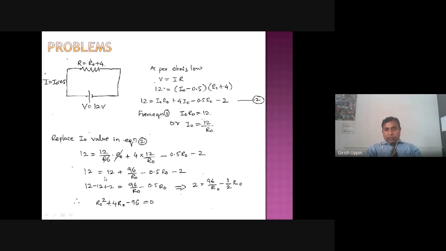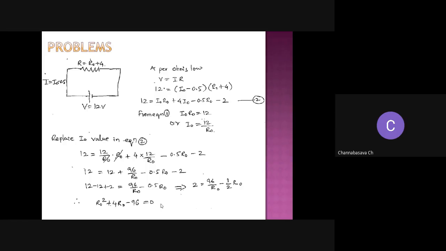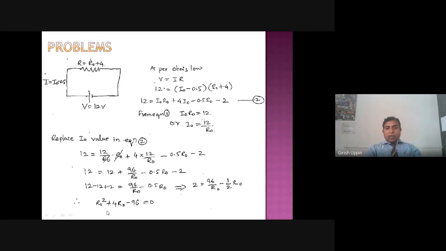Okay, and if you simplify this, what will you get? You will get a quadratic equation: R naught square plus 4 R naught minus 96 is equal to 0. Everybody understood until now what has happened? Yes, sir. Okay. Now you ended up with a quadratic equation. How many roots will there be for a quadratic equation? Two roots. Okay, so this will give two values, and we have to select one among them. We will see what answers you come up with, and everybody knows how to solve the quadratic equation.